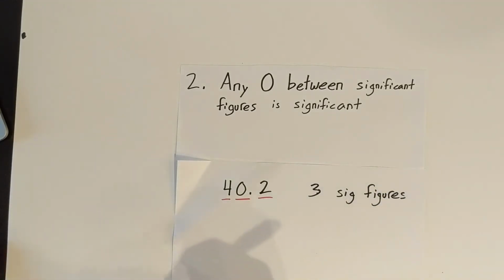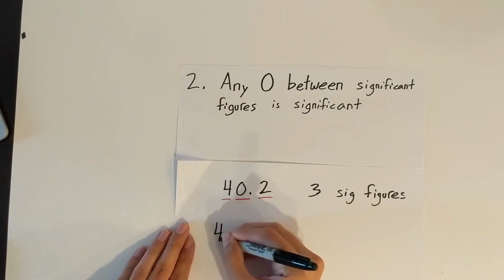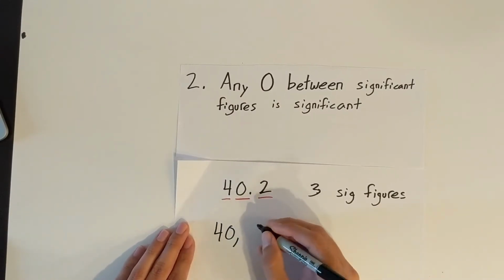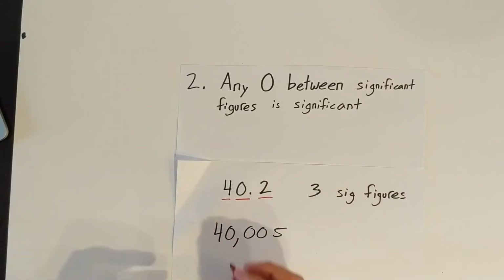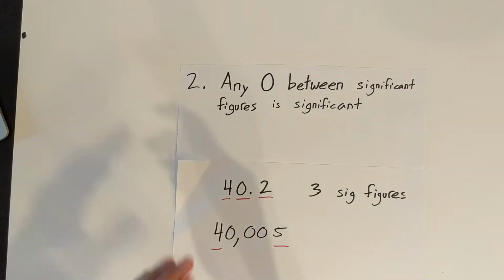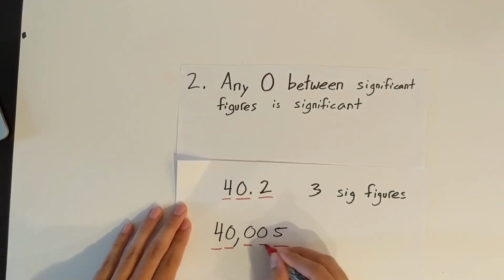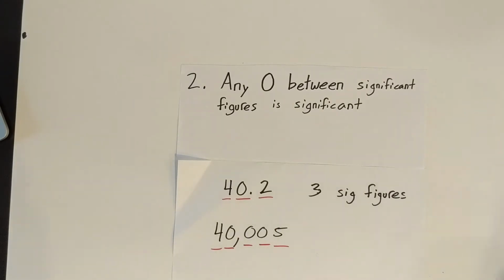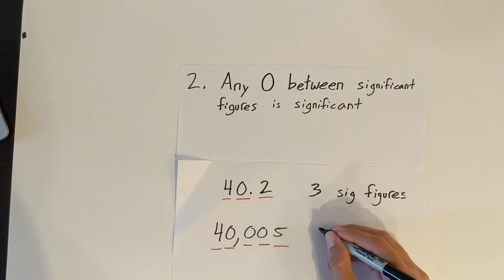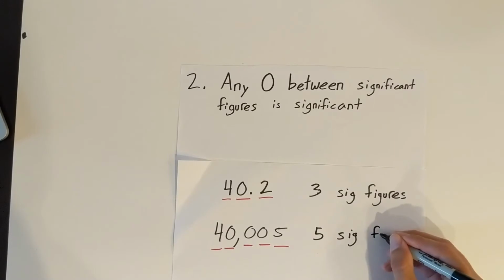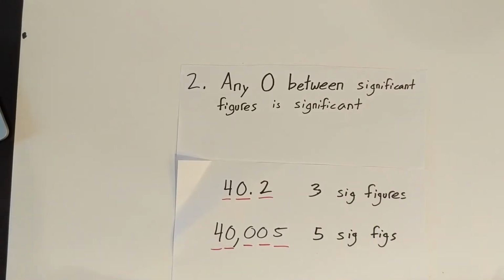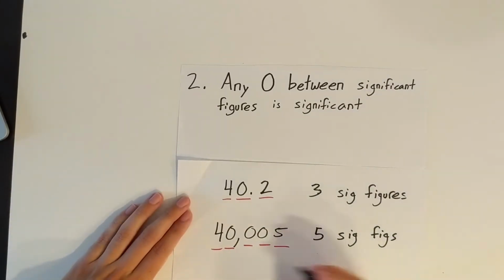Let's say I had a number like 40,005. Using rule 1, we got 2 significant figures, but then using this rule, we know that we have to include all these zeros in between to also be significant figures. So that would be 1, 2, 3, 4, 5 sig figs.